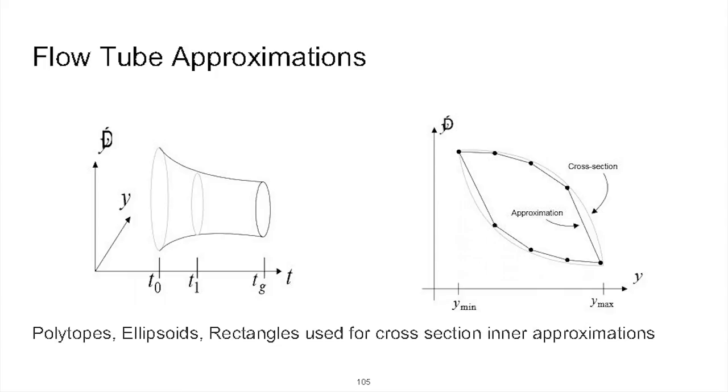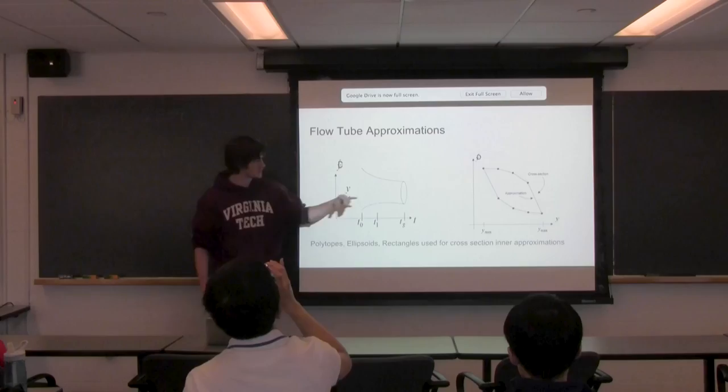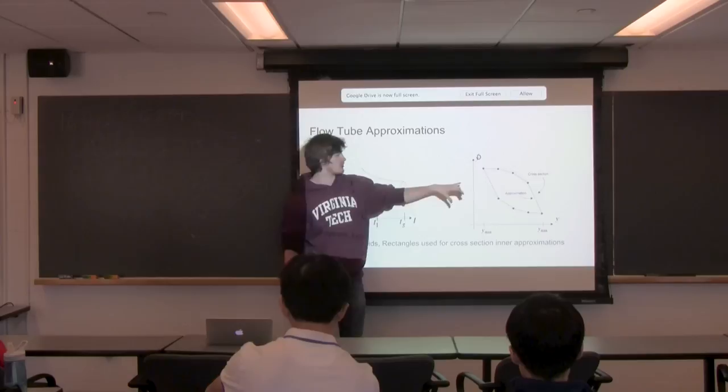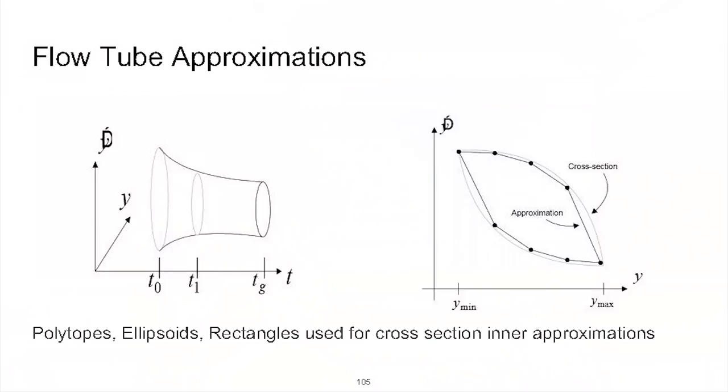as cross-sections. An important point is to know that there are inner cross-section approximations. As you see here, this would be your actual flow tube, but your approximation has to be an inner one, because that guarantees that you're within the flow tube, but it means you may also miss some of the outer trajectories. If you want to compute a better approximation, you're going to get a better flow tube representation. Okay, so robust planning.